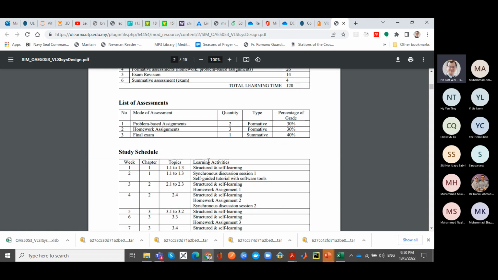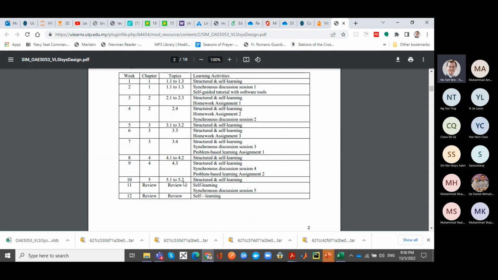And I'd like to draw your attention to this study schedule. Our semester is actually divided into 12 weeks. UTB follows a 3-semester system, January, May, September, 12 weeks in each semester. We are in week 1, and roughly I've given a guideline on which chapters and sub-chapters will be covered. And when should you, if you're trying to keep pace, be finishing the homework assignments and working on the problem-based learning assignments? This is roughly for you to plan.